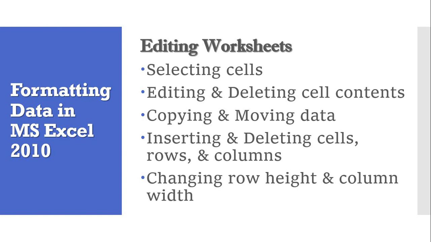Changing row height and column width. You can change the row height and the column width by dragging the border of the row or column and also by right-clicking on the row head or column head. You can also do it by using the Format option in the Cells group. To change the row height, you need to click on the Format option and select the Row Height option. To change the column width, you need to click on the Format option and then select the Column Width option.